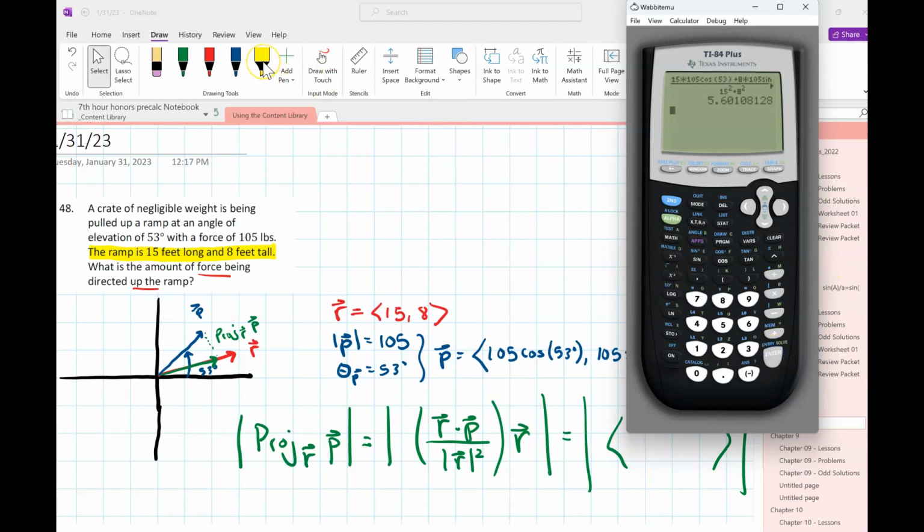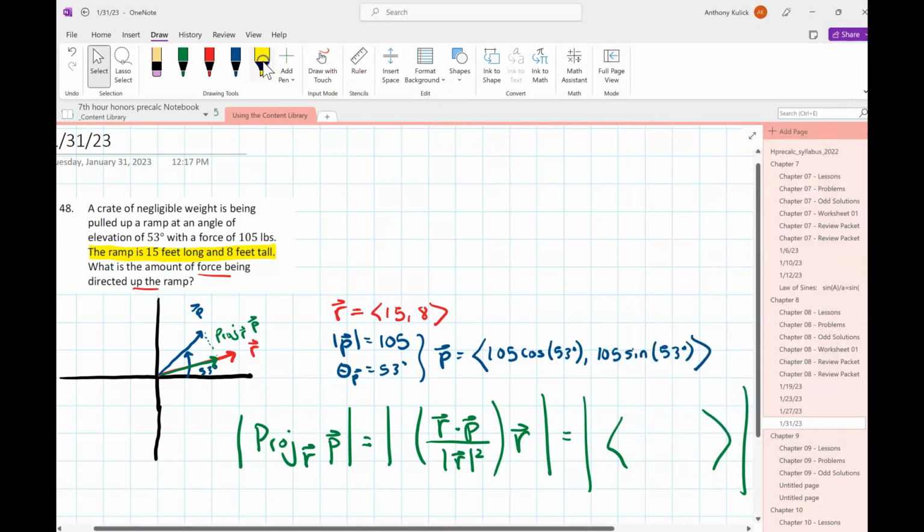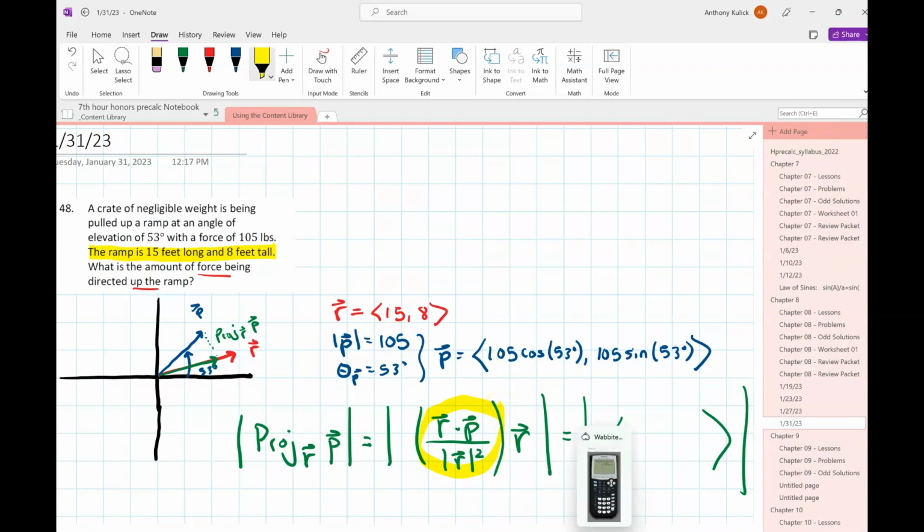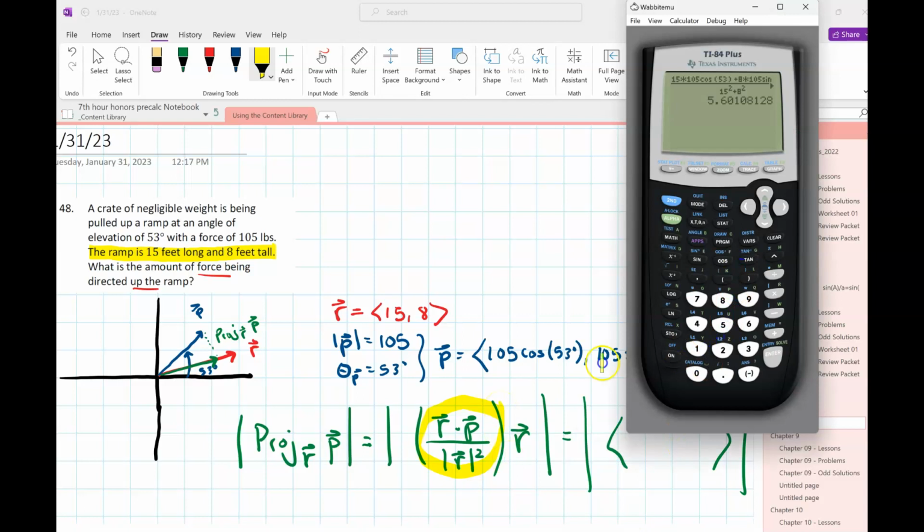So 506 is this number. Okay, now I'm going to do the scalar multiplication between that and R. So I have that number times 15, and then that number times 8. So 8402 and then 4481.